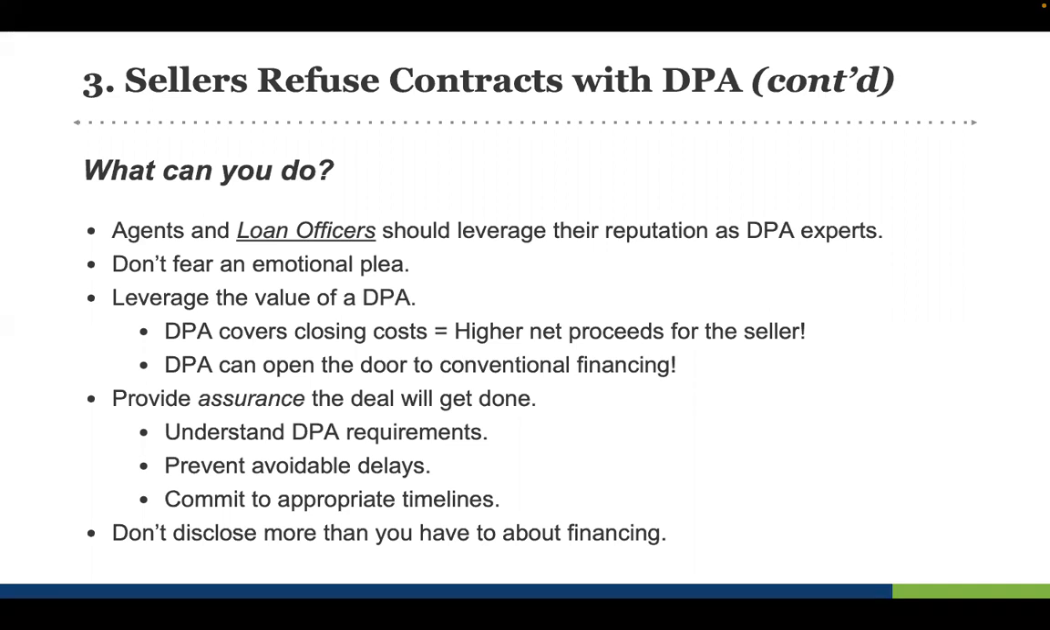And then again, sort of back to the first point, loan officers especially provide assurance that the deal is going to get done. If we know that sellers are looking for certainty and they associate DPA with a lack of certainty, then make sure that the seller and the seller's agent know that you understand the DPA you're using, its requirements, its timelines, how to avoid delays, and that you've got everybody committed to the appropriate timelines. And I'll repeat again, based on your state law and your contracts, don't disclose more than you have to.